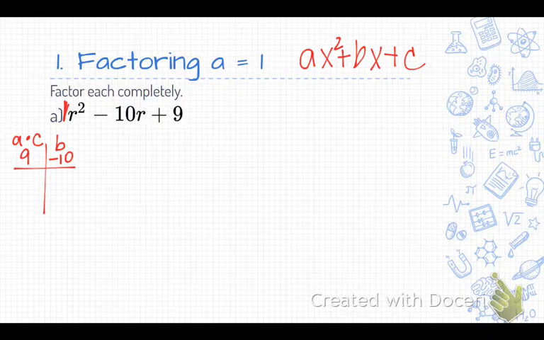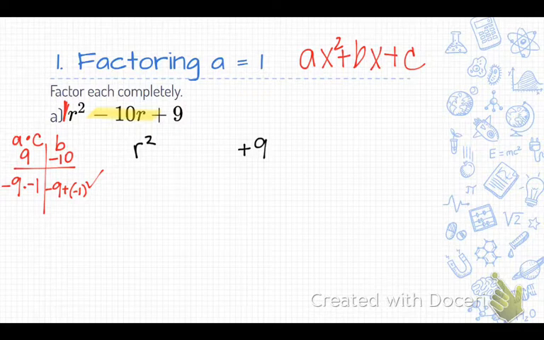So I need to figure out what two numbers multiply to 9 and add to negative 10. What is that? Negative 9 and negative 1. Do you agree with that? Okay. So negative 9 plus negative 1 works. That equals negative 10, okay? So the way I like to rewrite this when I'm factoring is my first term and my last term stay the same. And now I'm going to put my new factors in place of this minus 10r, okay? So the two numbers I found were negative 9r and negative 1r.